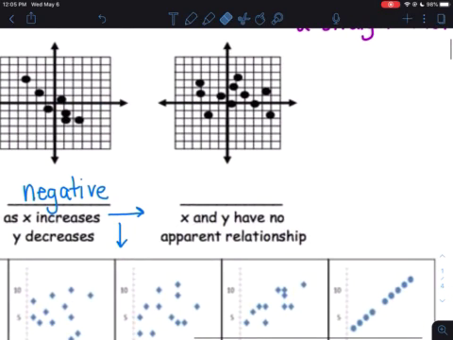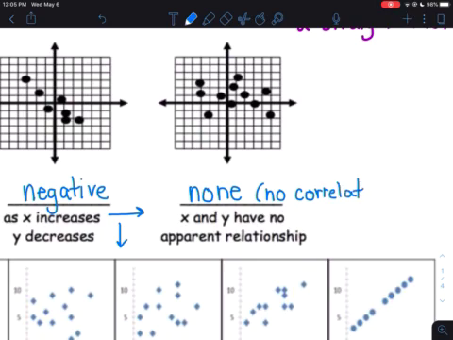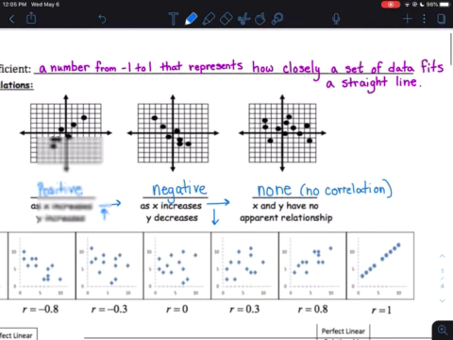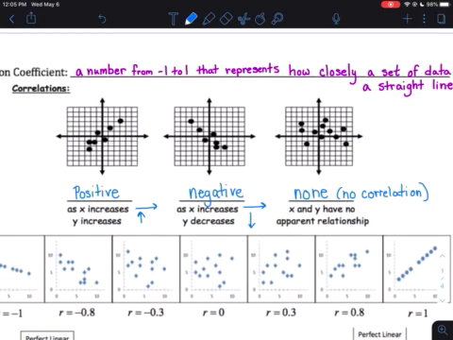And the last one looks like this example graph, and it's when x and y seem to have no apparent relationship. So we can't really tell. With some of them, as you move to the right, some are going down, some are going up. There's no real relationship. We say there is none or no. I'm going to write none here. We also say no correlation. All right, so that's the first thing that we're going to look at when we're talking about correlations, the direction. So positive, when x increases, y increases; negative, as x increases, y decreases; or no correlation, none.